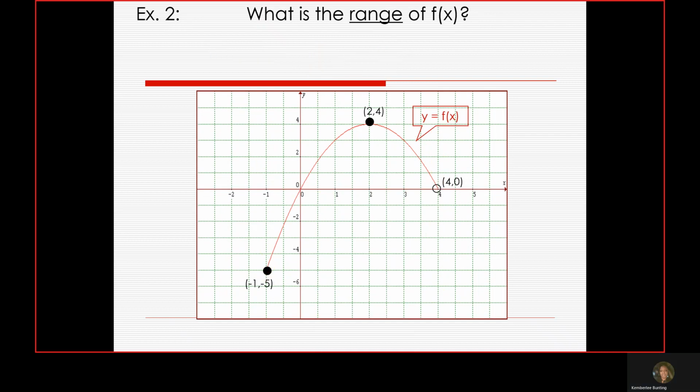All right. Same graph, but now I'm going to figure out the range. We're figuring out all possible y values. Now, how do you determine the range? I look from where to where? Bottom to top. What's the lowest point on this graph?